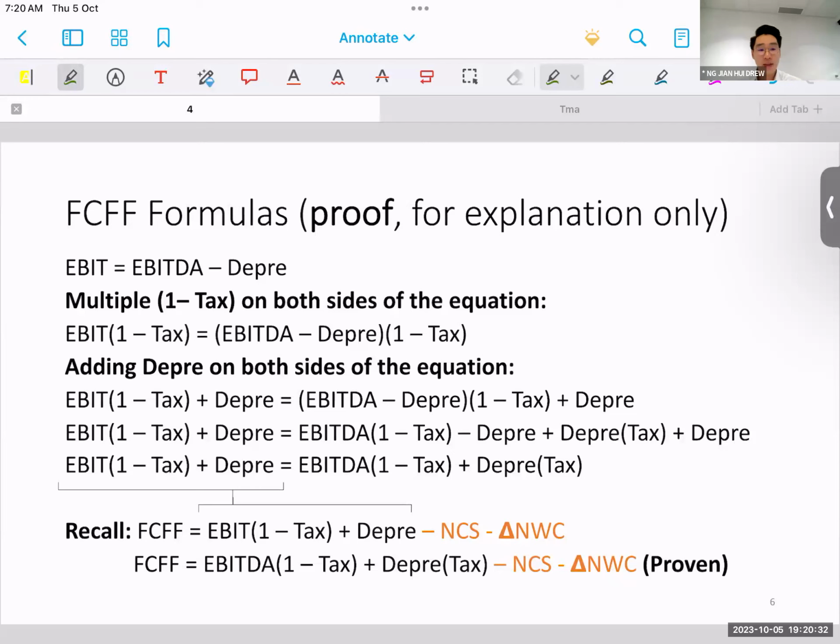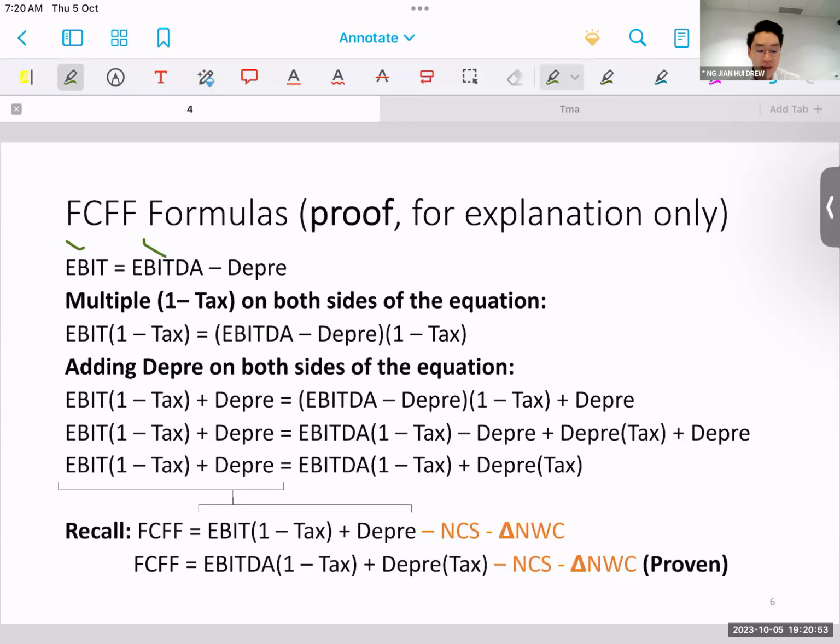Okay, let's go on to the proof for EBITDA. Let's start with the basic formula first. What's EBITDA? EBITDA is earnings before interest, tax, depreciation, and amortization. In this case, we just omit amortization and treat amortization and depreciation the same. So how do we get EBIT? EBIT is basically the EBITDA.